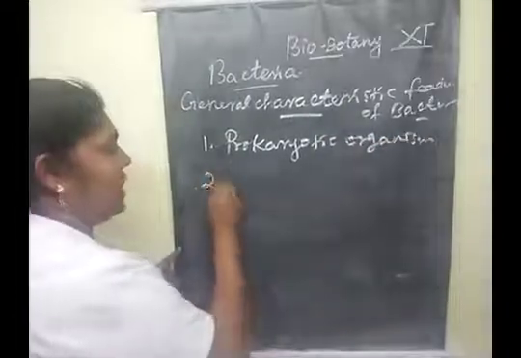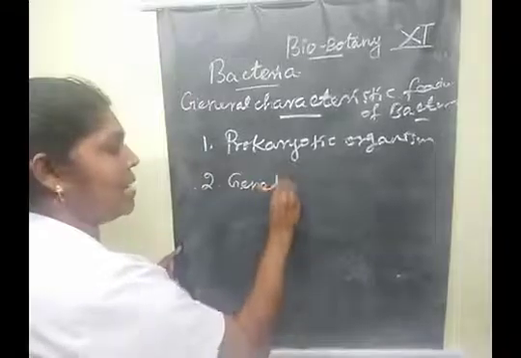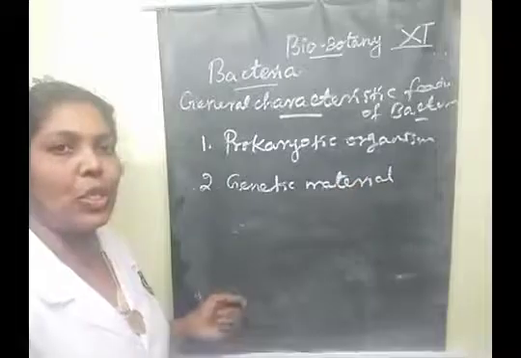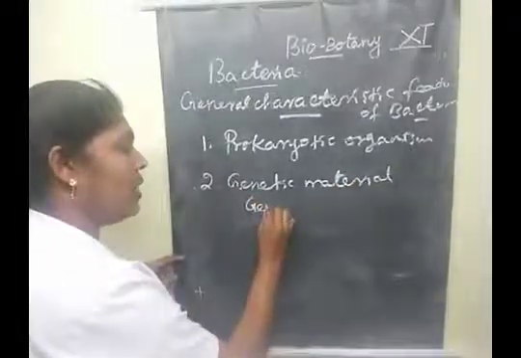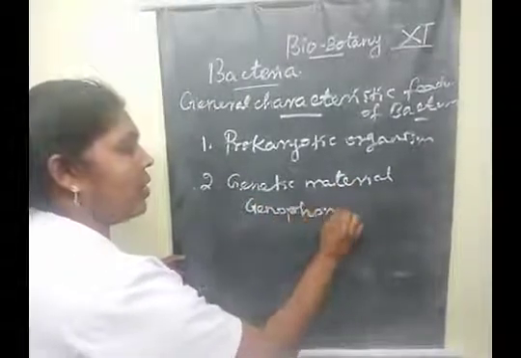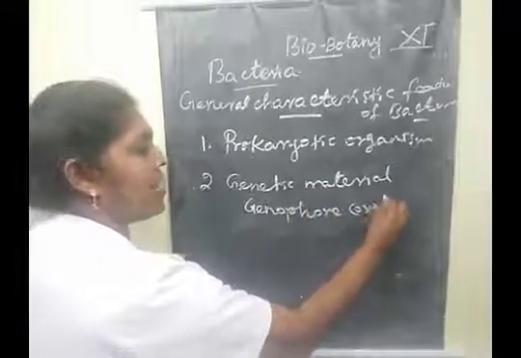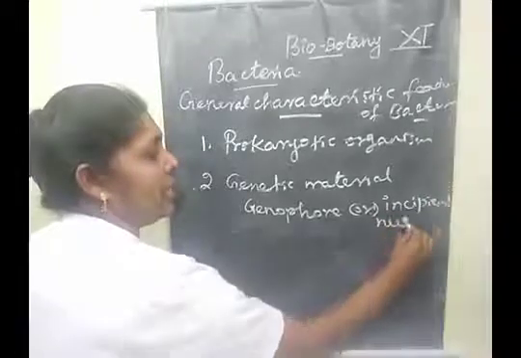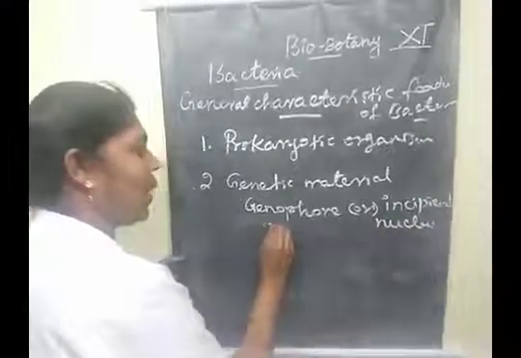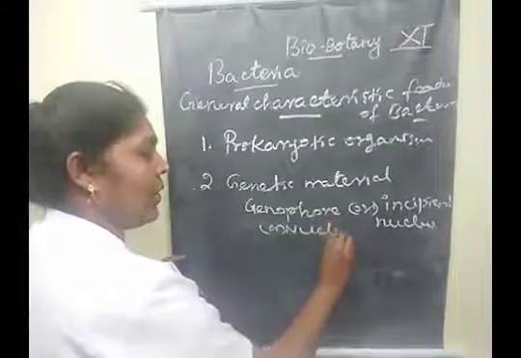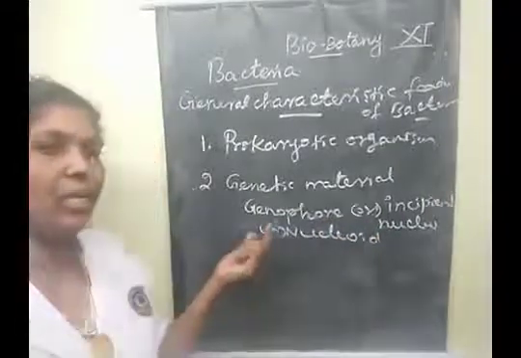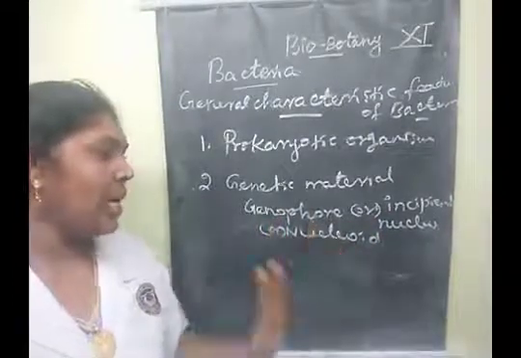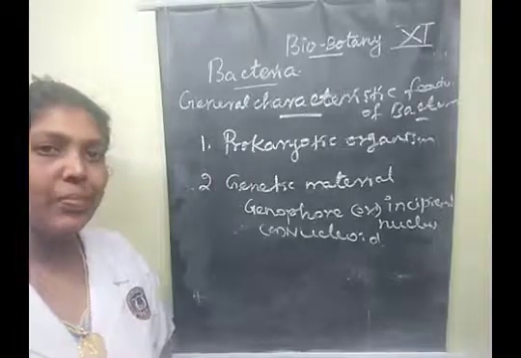Next is the genetic material. The genetic material is known as genophore, incipient nucleus or nucleoid. So these are the three terms. The genetic material is called incipient nucleus, genophore or nucleoid. Clear, children? Say yes or no?